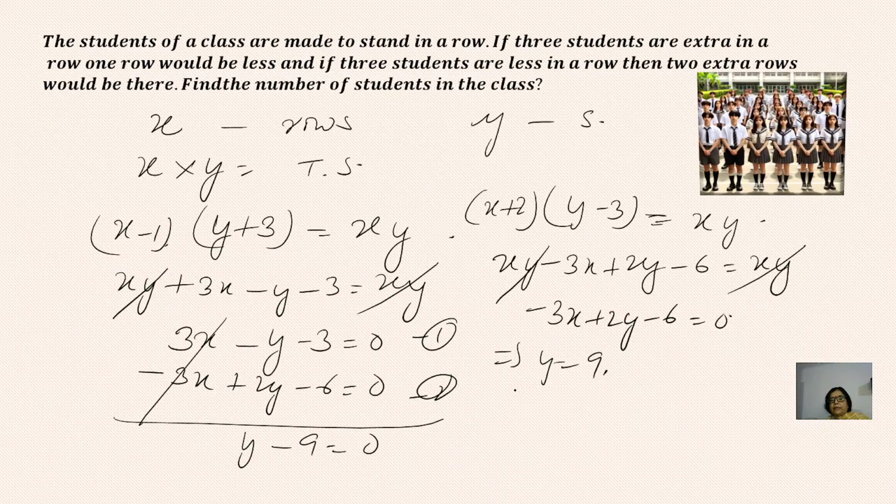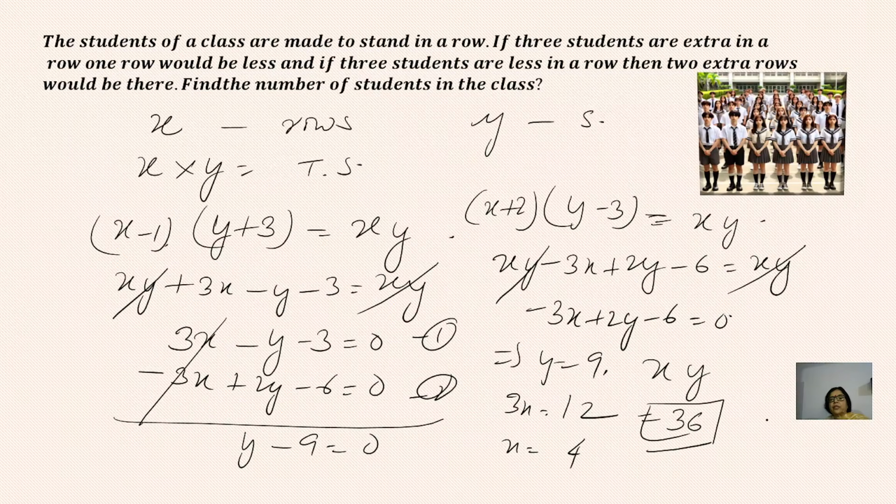What about x? 3x is equal to y plus 3, that is 12. So x is 4. The total strength of the class will be x into y, that is 4 into 9, that is 36. The total strength is 36.